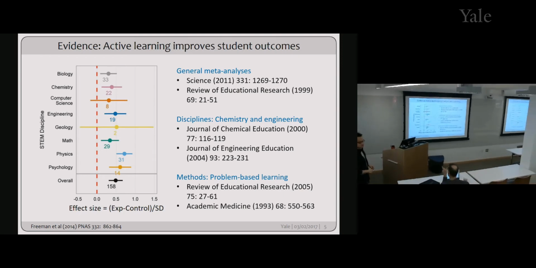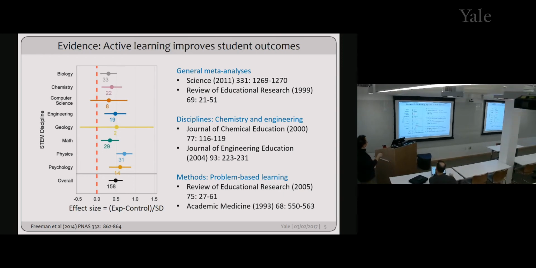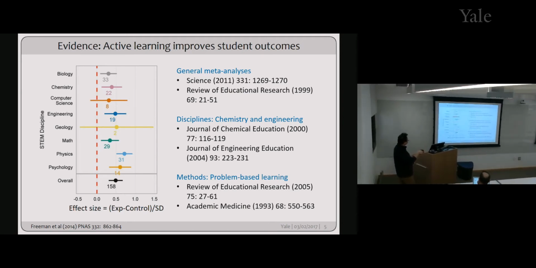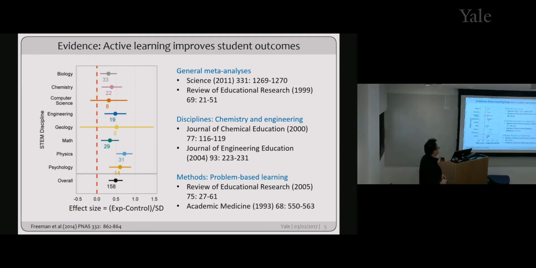What do the tails represent? The tails represent the 95% confidence interval in this case. The geology one is just 2 studies.